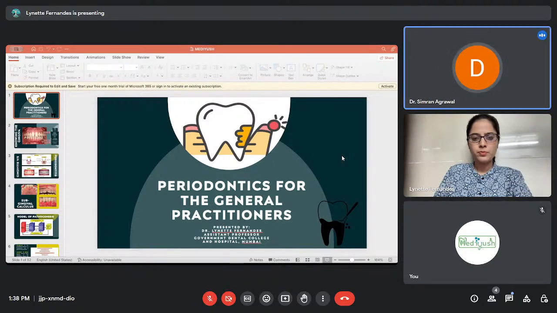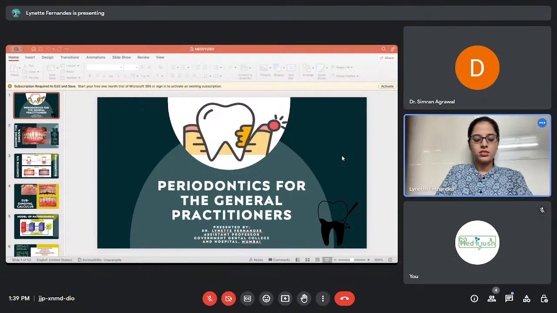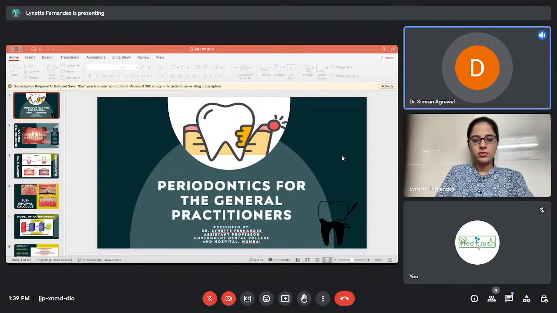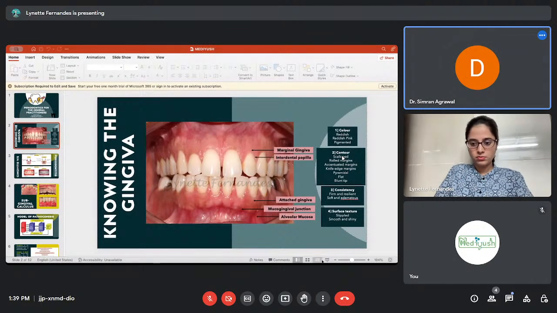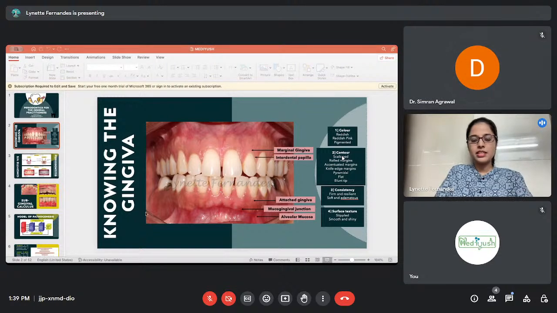Sorry to stop you, ma'am, but the slide is not moving. We are just on the first slide. It's not visible? It's visible, but we are not shifting to another slide. Yeah, now it is. Did you see the slide? Yeah, we can see the second slide is visible.